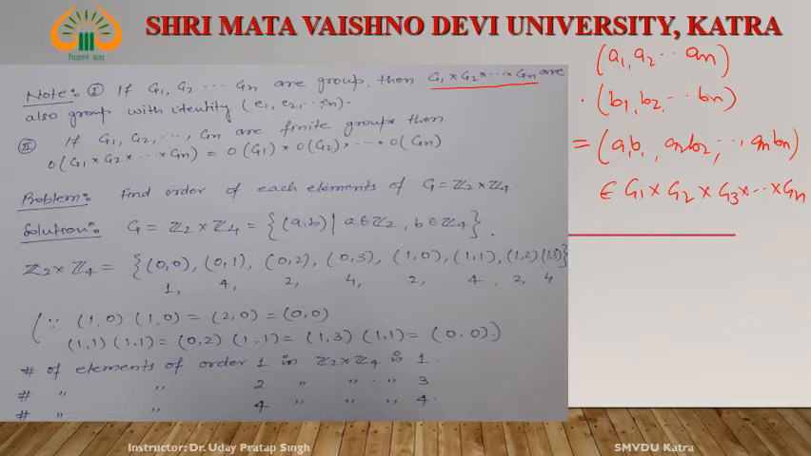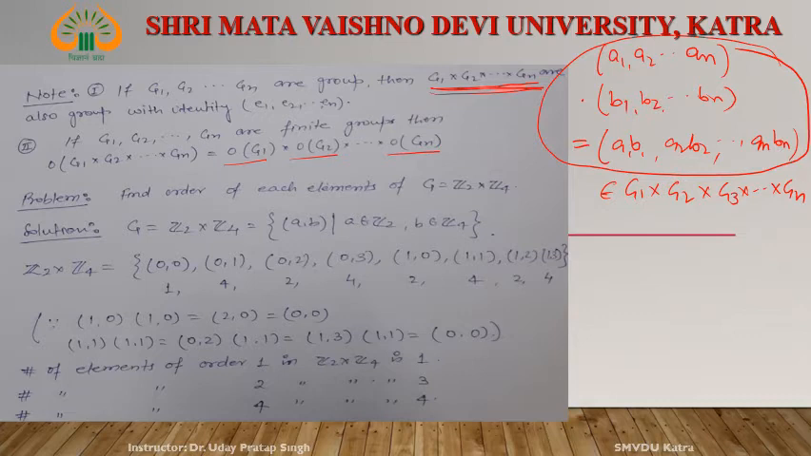With respect to this operation, this G1 cross G2 cross Gn is a group, and the order of this is order of G1 times order of G2 times order of Gn, right? See one example related to this.